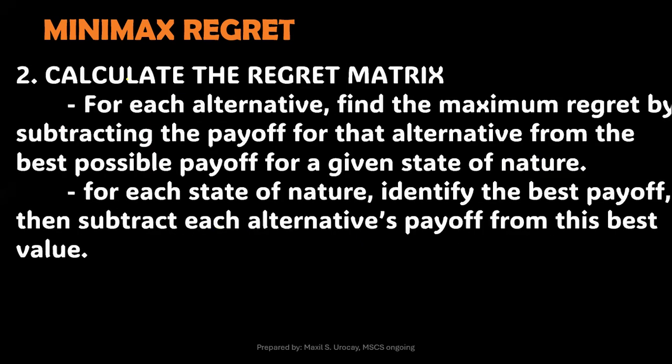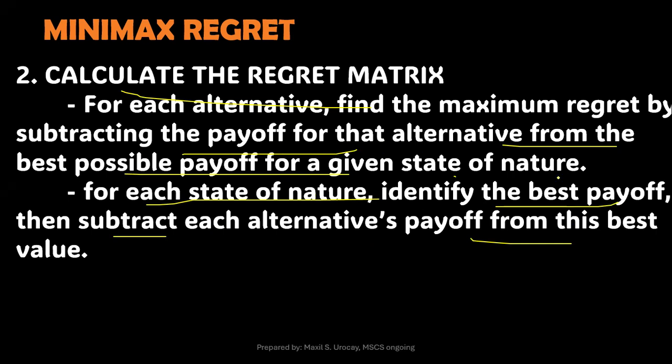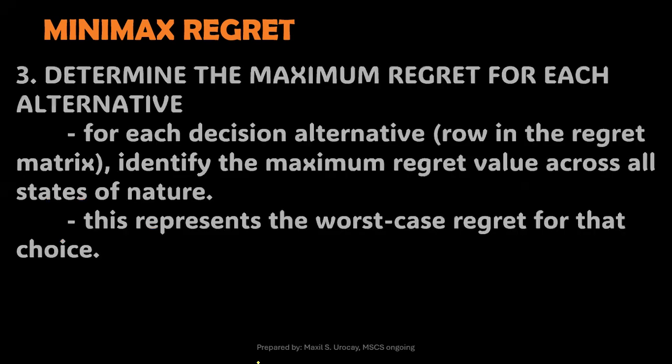After that, the next step is calculating the regret matrix. For each alternative, you find the regret by subtracting the payoff for that alternative from the best possible payoff for a given state of nature. So you deduct the two. For each state of nature, identify the best payoff, then subtract each alternative payoff from this best value. We'll detail that later in our example.